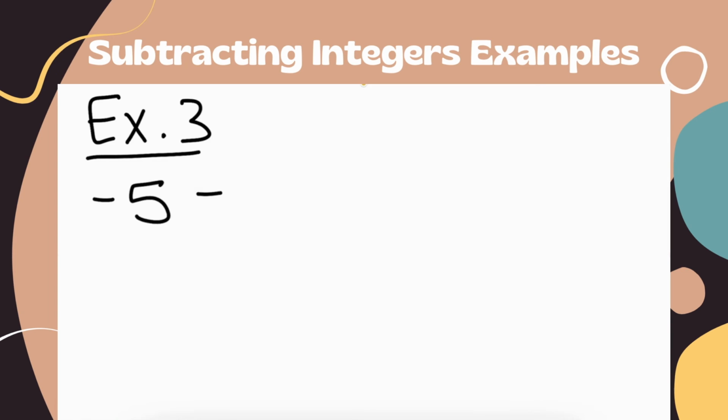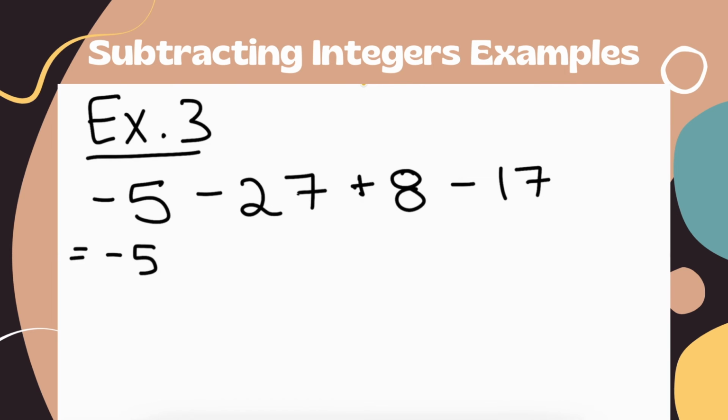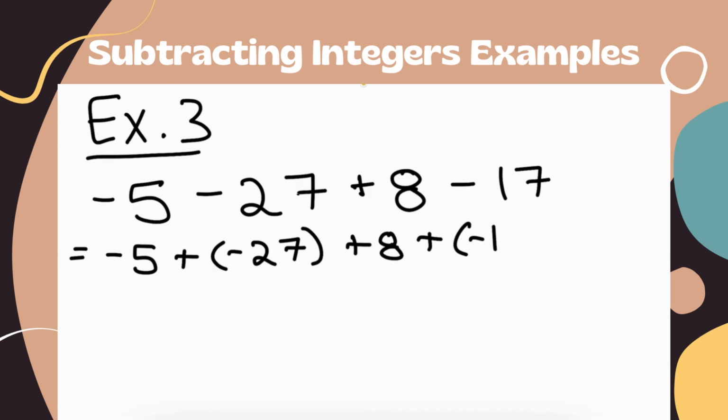So our example is going to be negative 5 minus 27 plus 8 minus 17. So negative 5 minus 27 plus 8 minus 17, where do we get started? Well, first we want to treat this as addition. So negative 5 plus negative 27 plus 8 plus negative 17. And I just find putting parentheses helps me not blur the plus and minus sign. That's a personal preference. You don't have to do that.